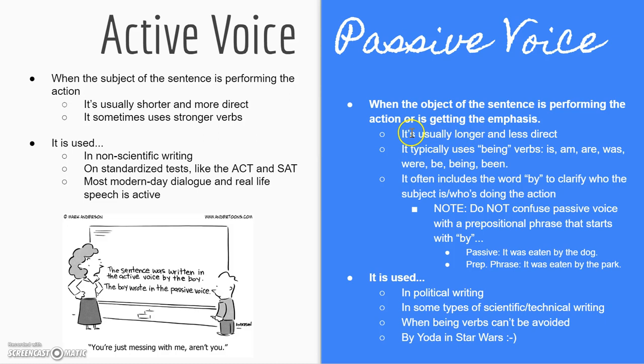Passive voice sentences are usually longer and less direct, as we saw in some of the previous examples. It often uses being verbs as opposed to action verbs. And those being verbs are is, am, are, was, were, be, being, been. Passive voice often includes the word "by" to clarify who the subject is or who's doing the action.